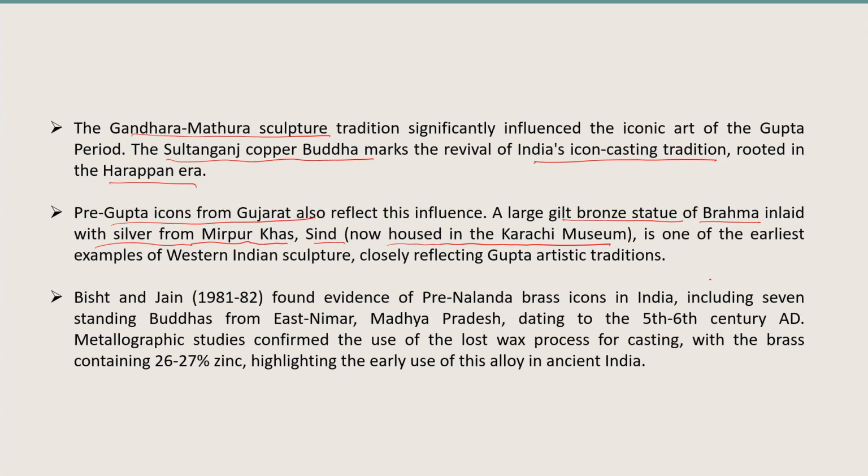Bhaskar and Jain found evidence of pre-Nalanda brass icons in India, including 7 standing Buddhas from East Nimar, Madhya Pradesh, dating to the 5th-6th century AD. Metallographic studies confirmed the use of the lost wax process for casting, with the brass containing 26 to 27% zinc, highlighting the early use of this alloy in ancient India.